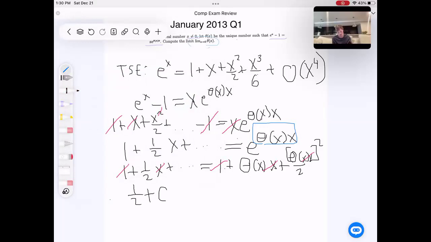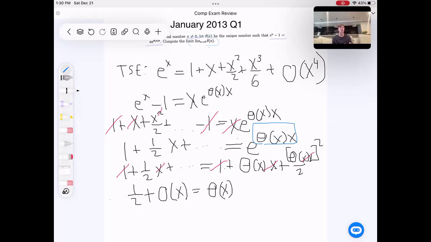Plus, is equal to theta x. So this is what we get. We get that theta of x, the Taylor series expansion of that, at least, is equal to 1/2 plus a bunch of higher order terms that involve x.